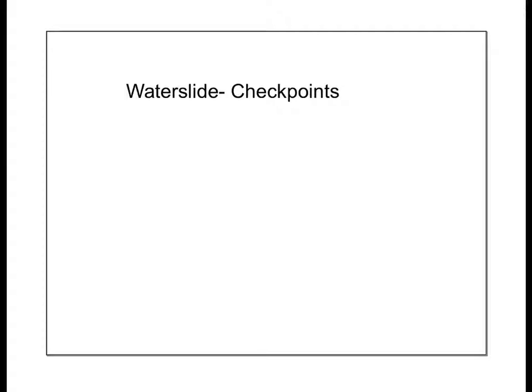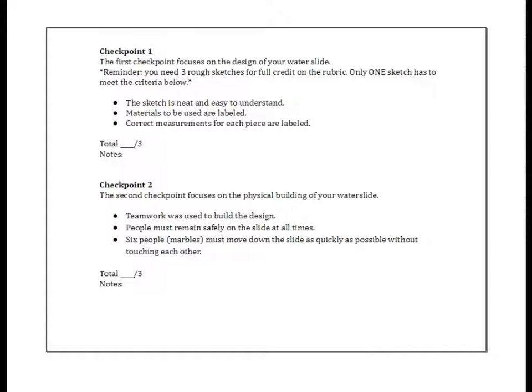Okay, the next important piece is the checkpoints. If you remember from your first checkpoint, this is how you're graded along the way. So this is how you get graded as you're working on the project. There are always 3 checkpoints. The first checkpoint for the Waterslide project is on this slide.